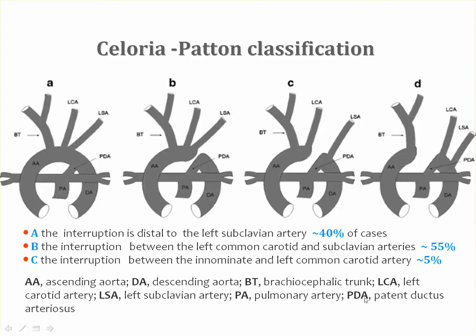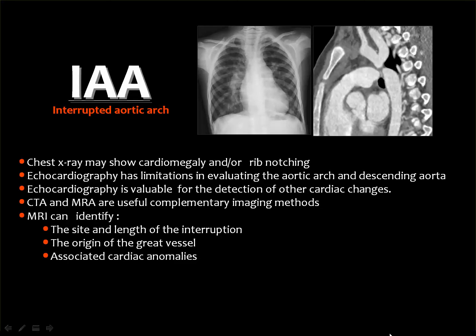There is also a classification for the interruption of the aortic arch, where you got interruption distal to the origin of the subclavian artery. This is type 1, which is commonly seen in clinical practice, or type A. Type B, the interruption occurs between the left common carotid and the left subclavian artery. Type C, where the interruption occurs between the innominate and the left common carotid artery.